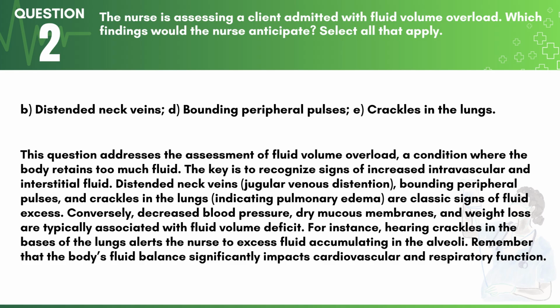This question addresses the assessment of fluid volume overload, a condition where the body retains too much fluid. The key is to recognize signs of increased intravascular and interstitial fluid. Distended neck veins, jugular venous distension, bounding peripheral pulses, and crackles in the lungs, indicating pulmonary edema, are classic signs of fluid excess. Conversely, decreased blood pressure, dry mucous membranes, and weight loss are typically associated with fluid volume deficit.